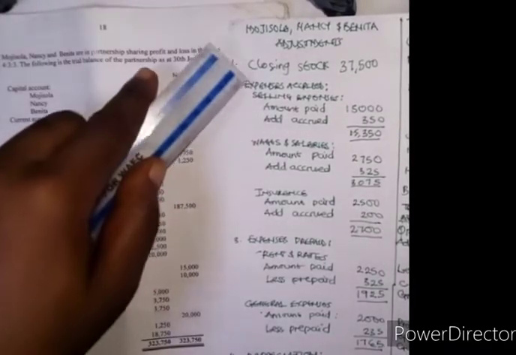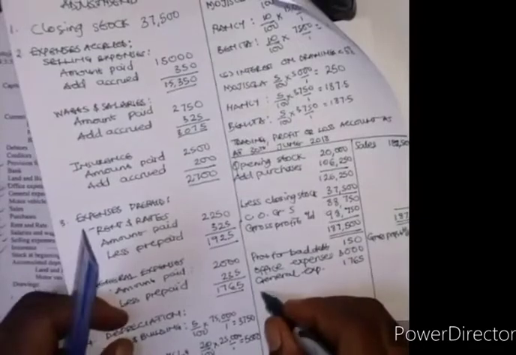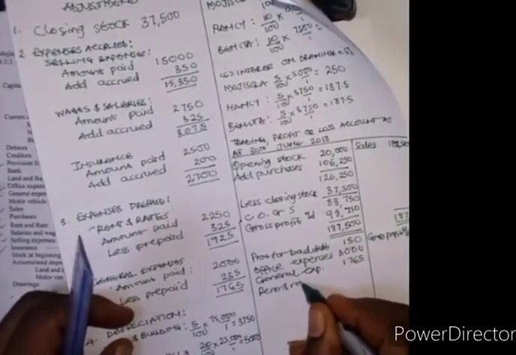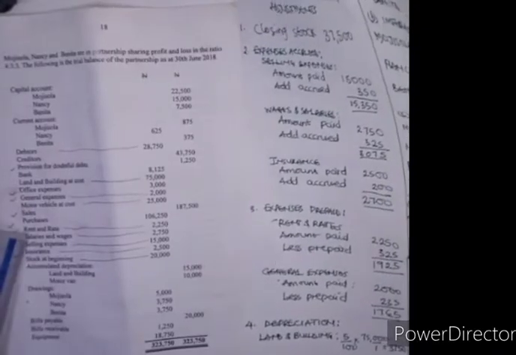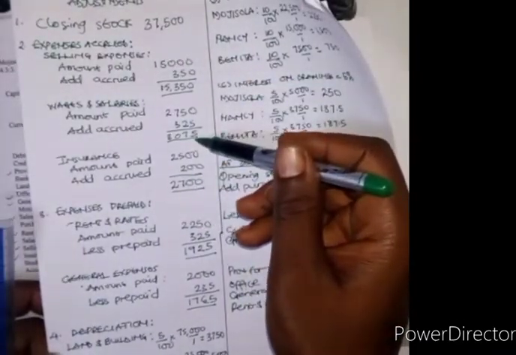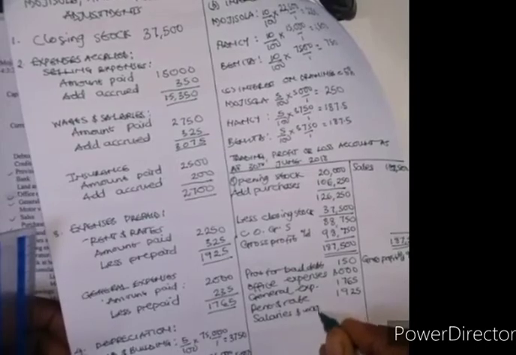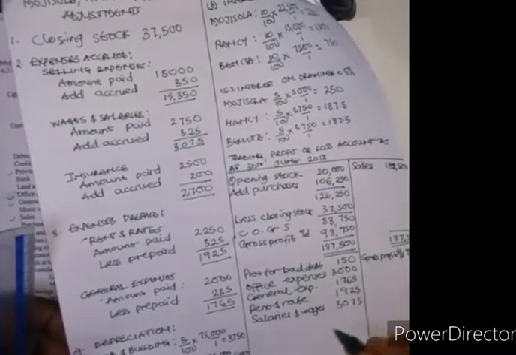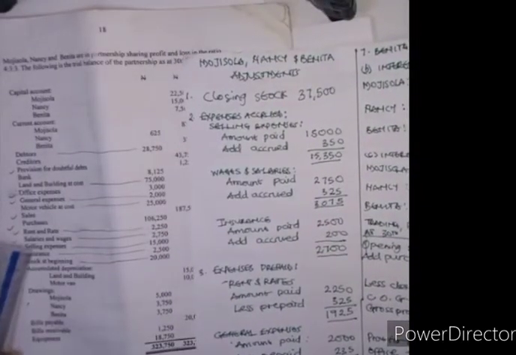Now we have to check rent and rate. Rent and rate. Look at it here. 1925. So we have rent and rate 1925. Okay, so the next one is salaries and wages 2,750. Let's check also if we have done adjustment. We should have done that adjustment. Look at it, 3,750. So we have salaries and wages 3,075.